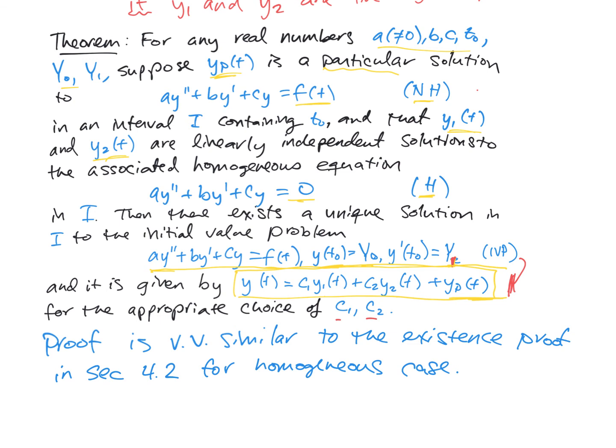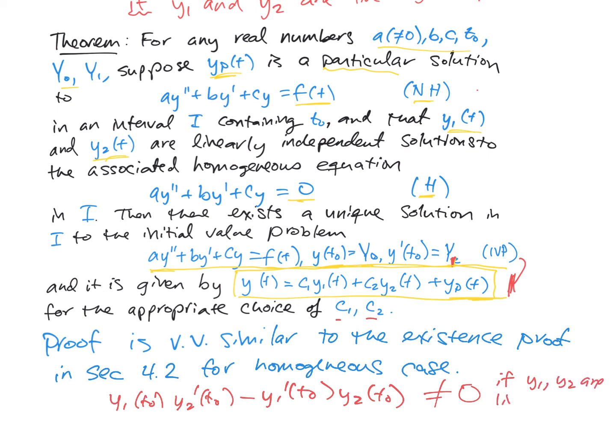And what you end up with is a term in the denominator that looks like y1 at t naught times y2 prime of t naught minus y1 prime of t naught times y2 of t naught. And you need that to be non-zero. And that is the case if y1 and y2 are linearly independent. So we went through and proved that statement in section 4.2, and that was the key to that proof. And it's the same key to this proof here.